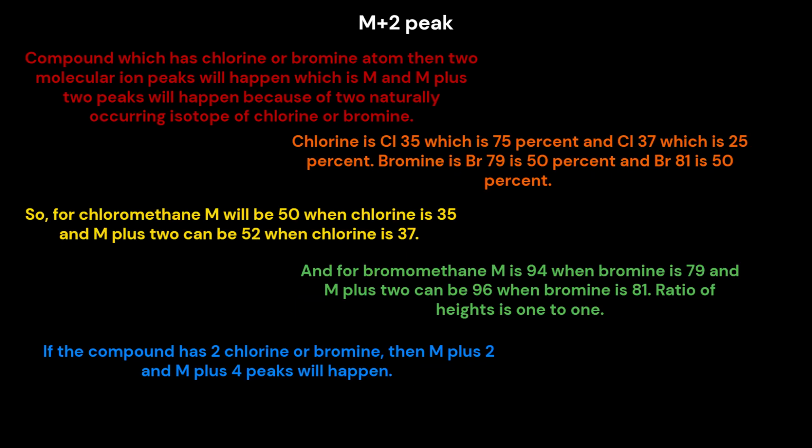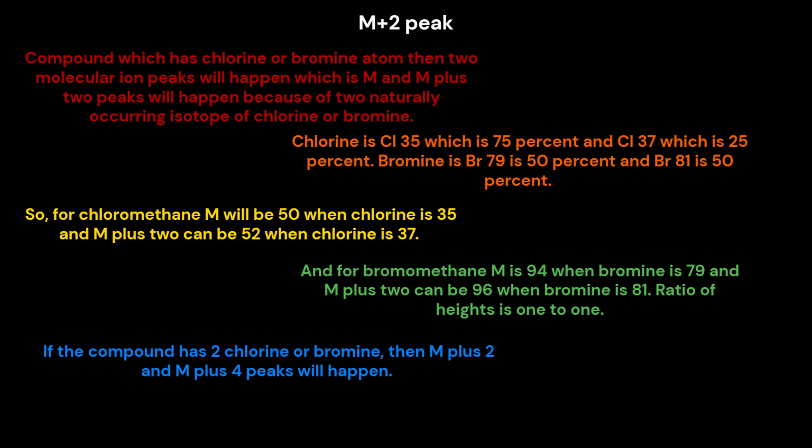M+2 peak. If a compound contains a chlorine or bromine atom, then 2 molecular ion peaks will appear, M and M+2, because of the 2 naturally occurring isotopes of chlorine or bromine. Chlorine is Cl-35, which is 75%, and Cl-37, which is 25%. Bromine is Br-79, which is 50%, and Br-81, which is 50%.